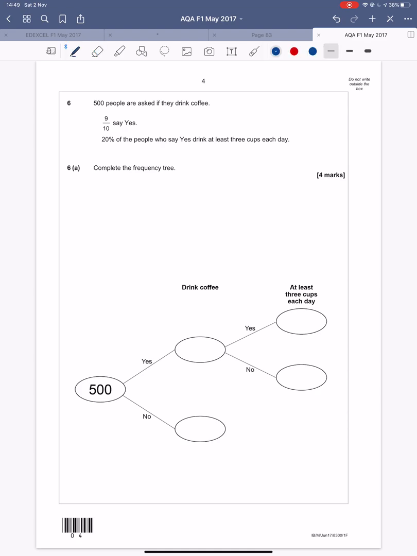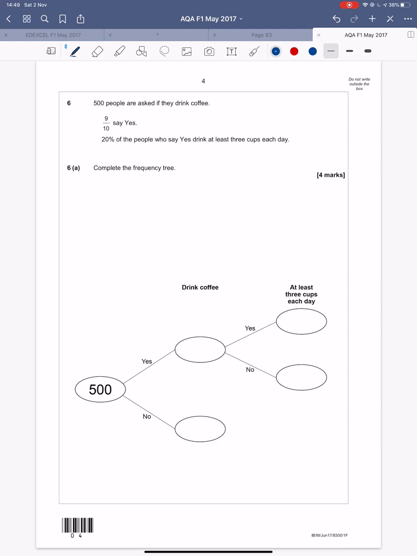Okay, number 6. 500 people are asked if they drink coffee. 9/10 say yes. 20% of people who say yes drink at least 3 cups a day. Complete the frequency table. So the frequency is the number of people.